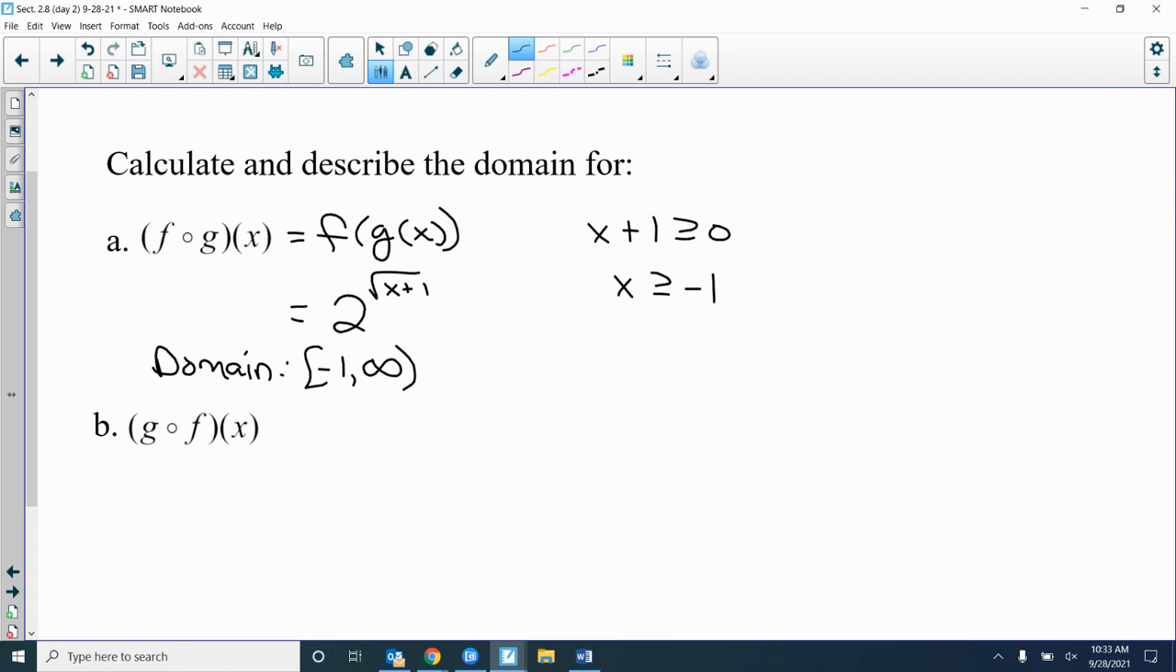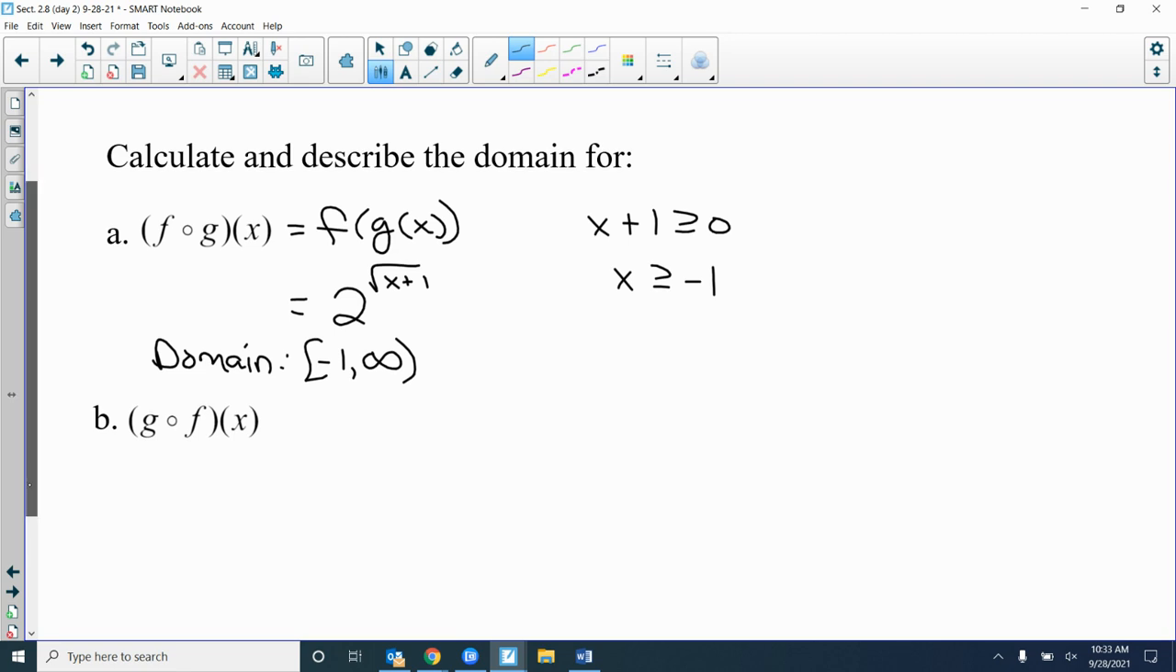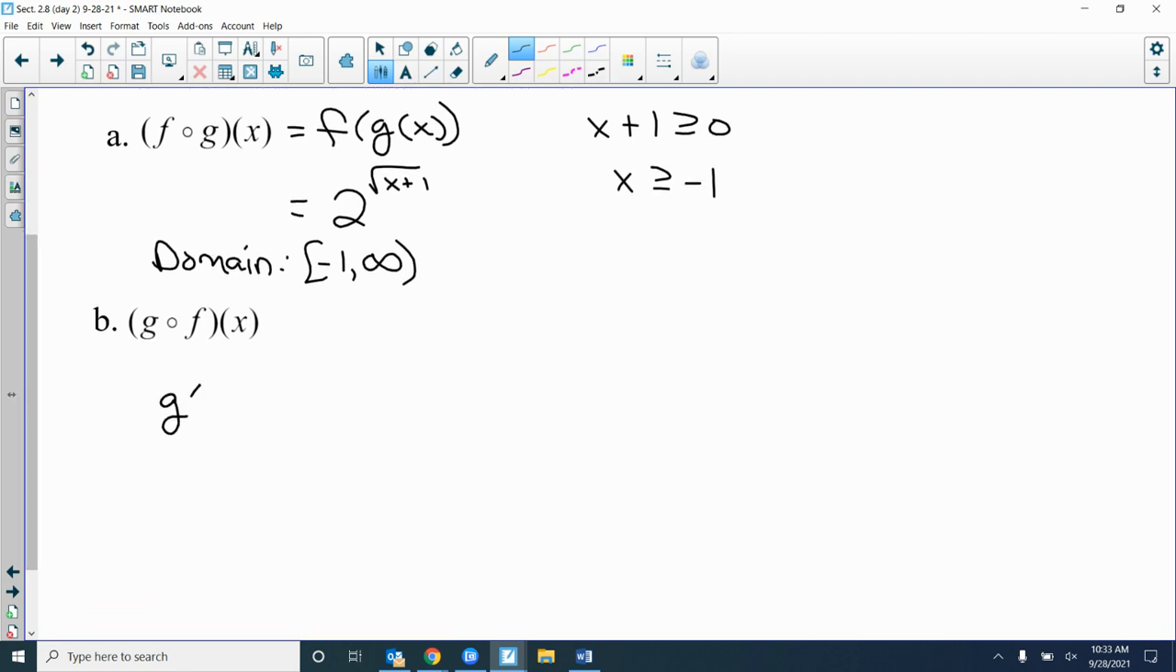All right, take a look at g of f of x. What do you think it's going to look like when you write it out? All right, what's it going to look like? It's going to be the square root of 2 to the x plus 1. Yep, nothing really you can do with that. Just make sure you write it correctly. Square root of 2 to the x plus 1. All right, domain. You really got to think about this.